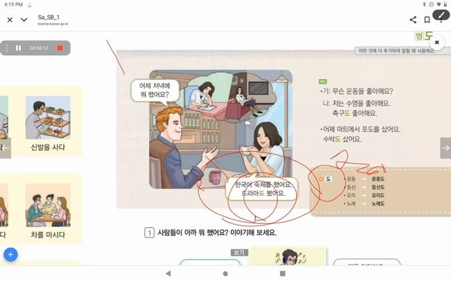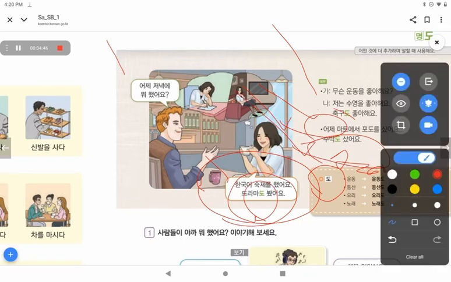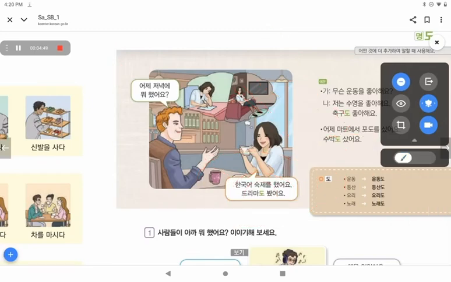무슨 운동을 좋아해요? What kind of exercise do you like? 저는 수영을 좋아해요. I like swimming. 축구도 좋아해요. I also like soccer. 어제 마트에서 포도를 샀어요. 수박도 샀어요. I bought grapes at the supermarket yesterday, and I also bought watermelon from the supermarket as well. So you are talking about two things.